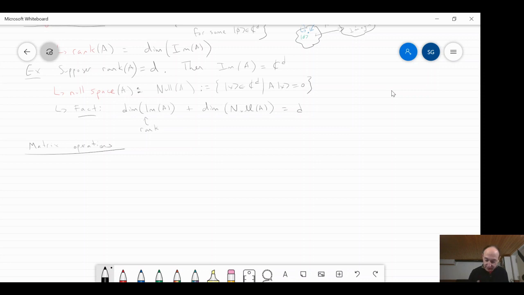Well, okay, maybe before I do this, I guess I'm pausing because I do want to do this exercise. So let's go back and do this exercise. So here's an example for rank. So here's a matrix B, right? And I'm going to write it like this.